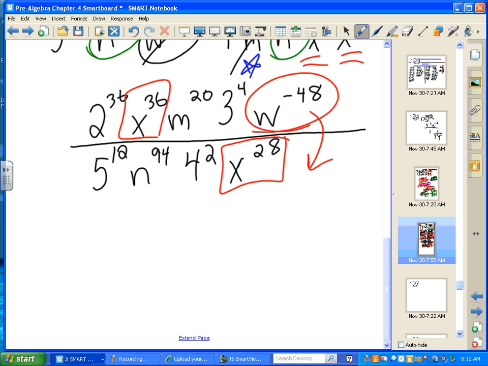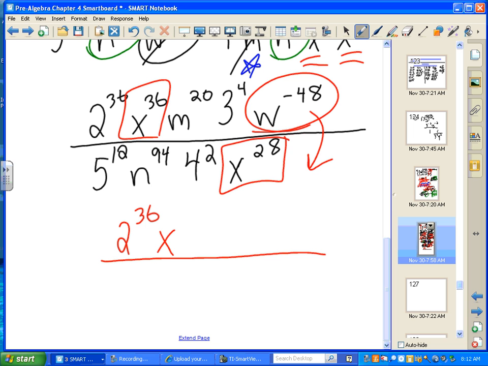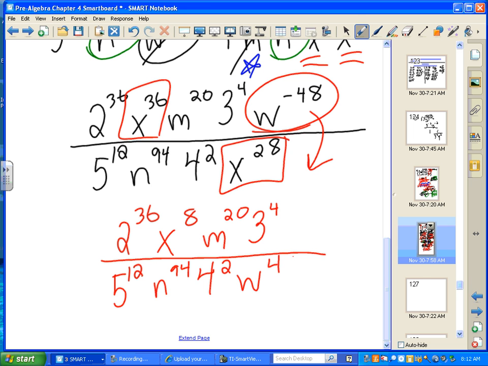Nope. So let's simplify. Let's rewrite 2 to the 36. What does the x become? Briar? Good. Rewrite m to the 20th, 3 to the 4th. Remember, the w is going to get moved, so don't write that there. The bottom is 5 to the 12th, n to the 94th, 4 to the 2nd, w to the positive 48th. Anything else? Nope, that's the answer.